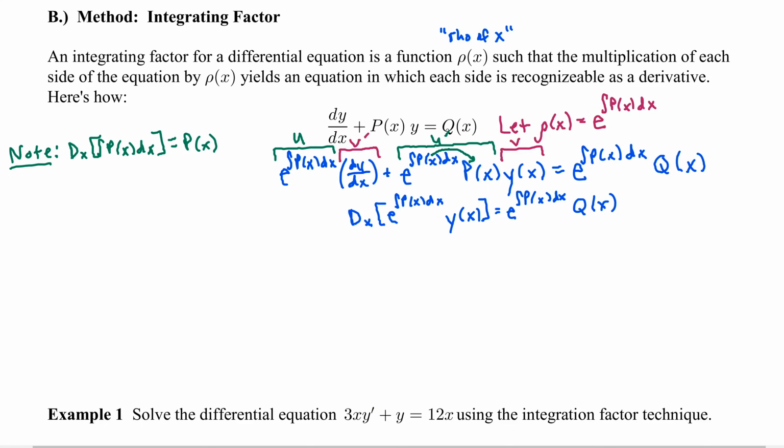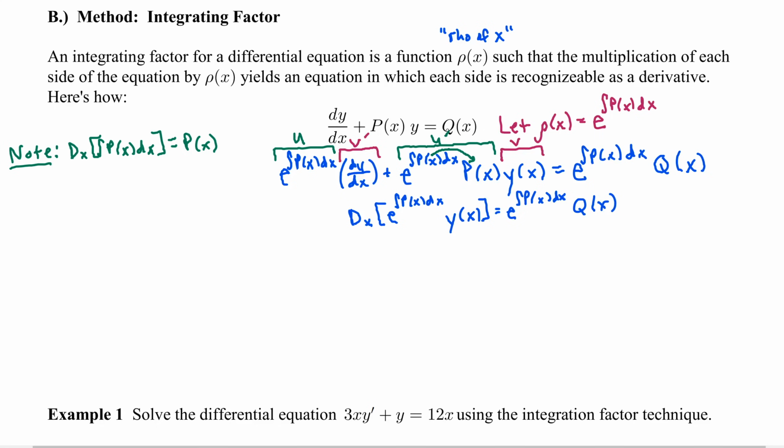So here's why this method is so brilliant. By introducing this integrating factor, e to the integral of p of x dx, and multiplying each term by this integrating factor, then the left-hand side is the expansion of a product rule derivative. In fact, it's the derivative of the product of our integrating factor, e to the integral of p of x dx, times y of x. And remember, we're attempting to solve this differential equation for y of x.